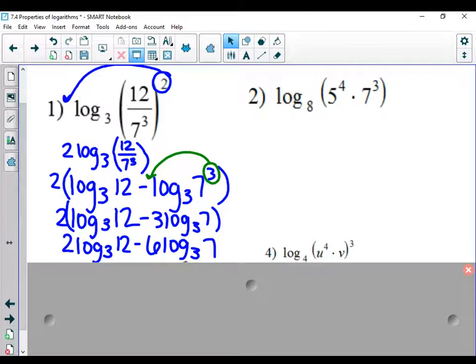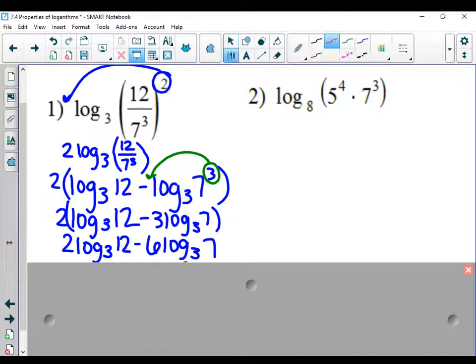Now let's look at number 2. Not as involved. I don't have an exponent outside the big set of parentheses, so I can go ahead and start with inside the parentheses. What big operation is happening there? Multiplication. How do I expand multiplication? Addition. So now I have log base 8 of 5 to the 4th plus log base 8 of 7 cubed.